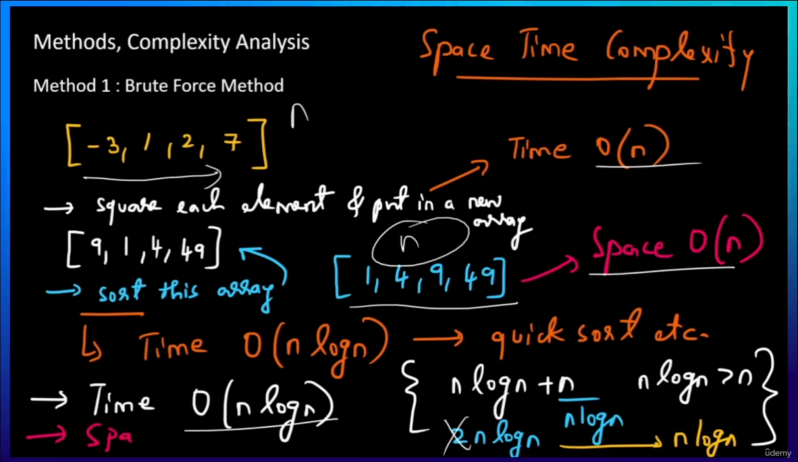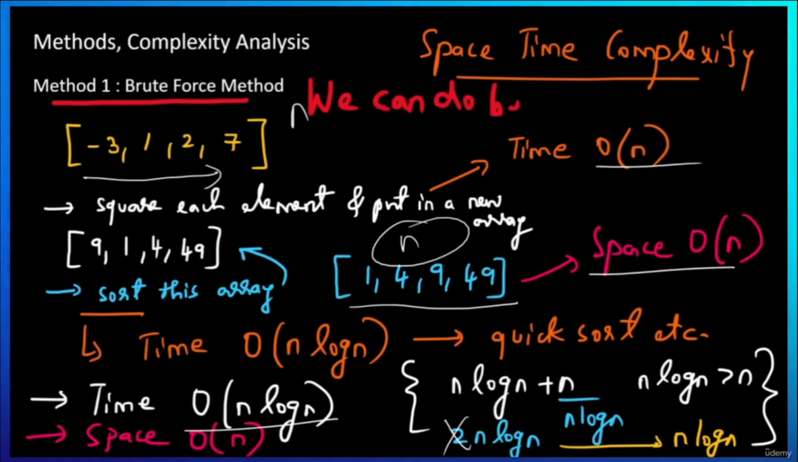Alright, so we have seen that the time complexity is O of n log n and the space complexity is O of n. Now, this is a brute force method. We will see in the next video how we can do better than this.